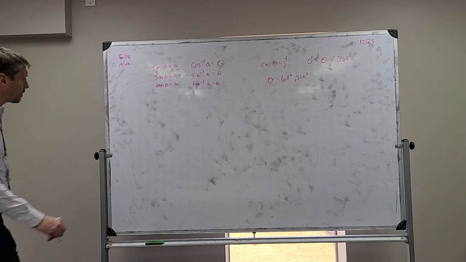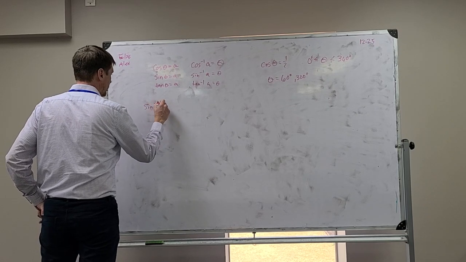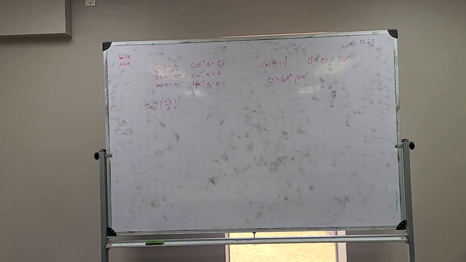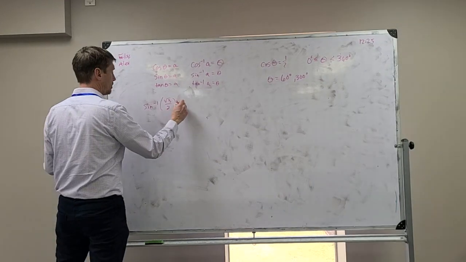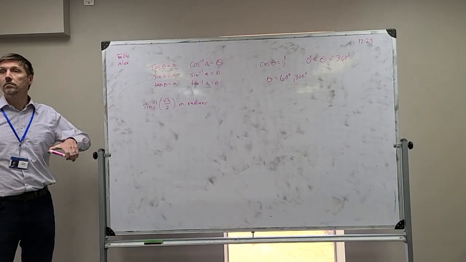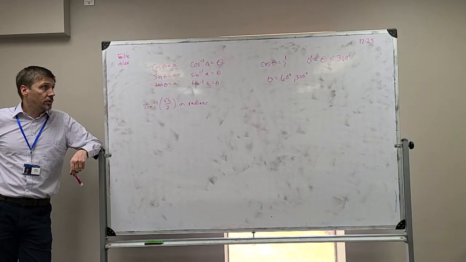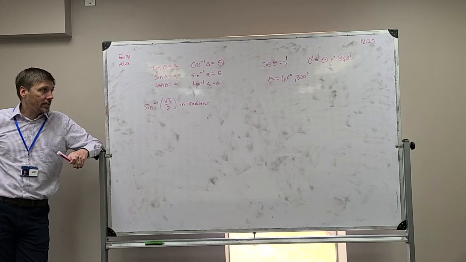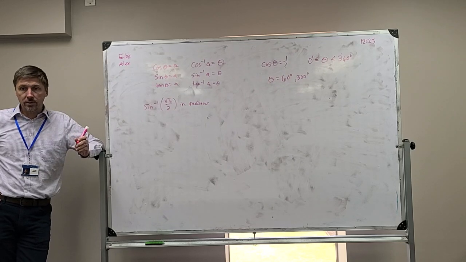In the book, they said, give me all of the possible values of sine inverse of square root of 3 over 2, and give it to me in radians. Your calculator is not going to be much help here as far as getting an exact answer. Your unit circle is what's going to be best.